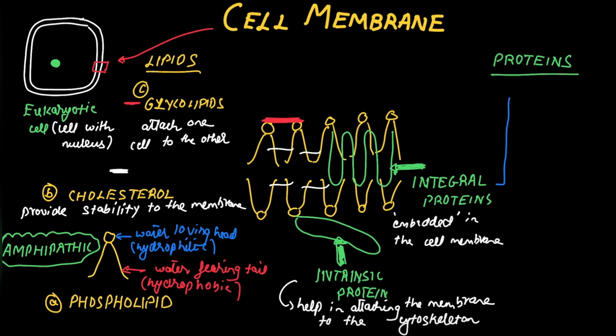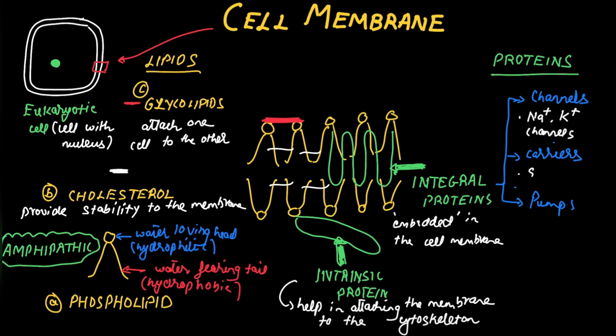The integral membrane proteins are of several types: the channels, carriers, and pumps. The channel could be the sodium and potassium channel in depolarization. Carriers are like the sodium glucose co-transporter in the kidney and in the GIT, SGLT 1 and 2. And pumps are the sodium potassium ATPase pump, which is present in all cells of the body.